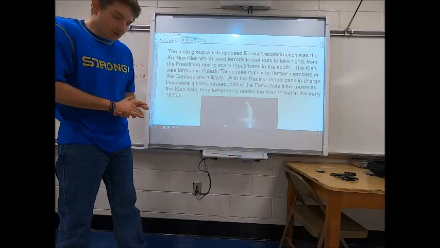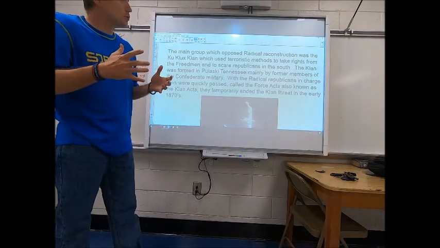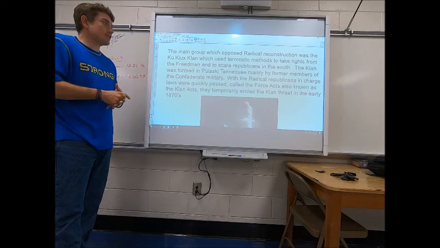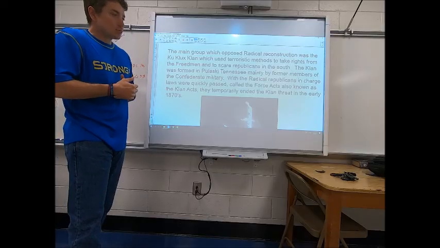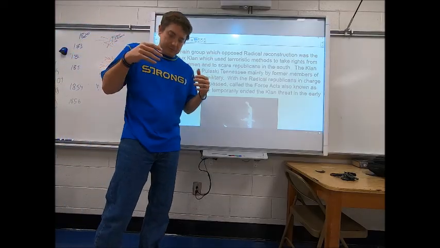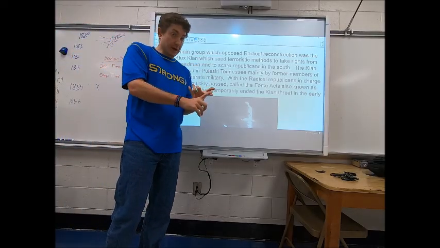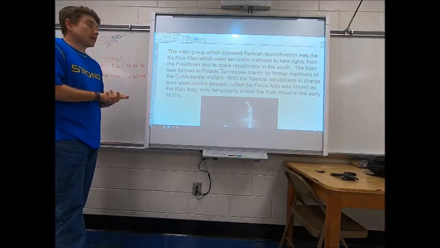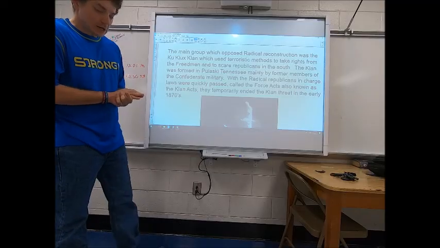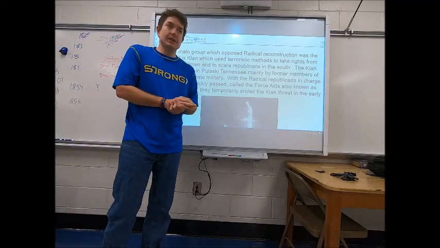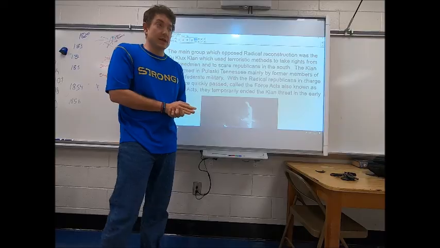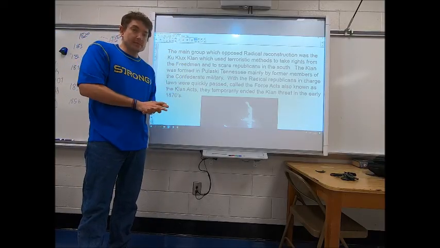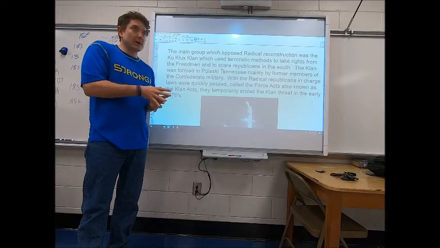The main group that opposes these, this is the Ku Klux Klan. The Klan uses terroristic methods to scare Republicans in the South. That includes just scare tactics. It includes violence. It includes killing. The Klan was formed in Pulaski, Tennessee. Tennessee has a history of being one of the most racist states because Tennessee did not have to go through Reconstruction. It was already captured before the end of the Civil War, so it was already back in the Union.